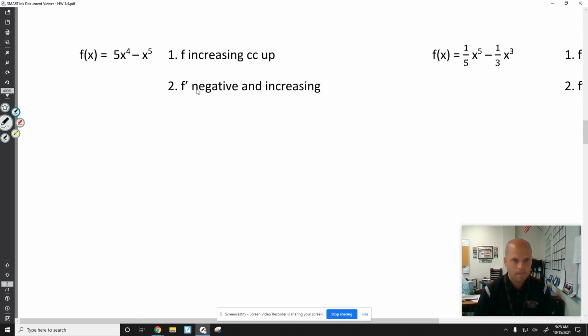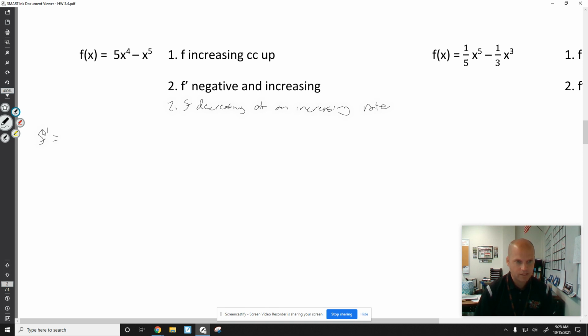More of the same. F is increasing concave up, F prime is negative and increasing, or F is decreasing at an increasing rate. Comfortable with that being the same thing, same question.